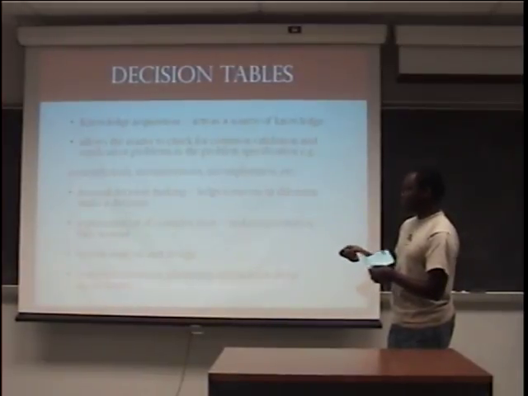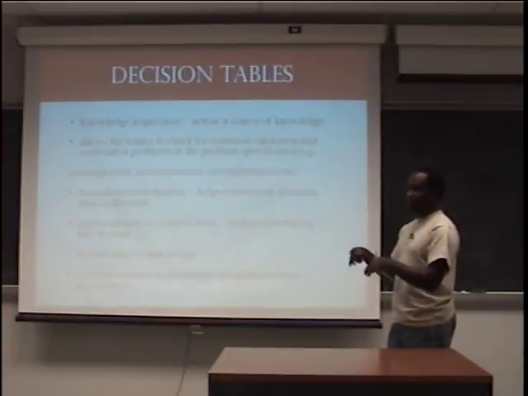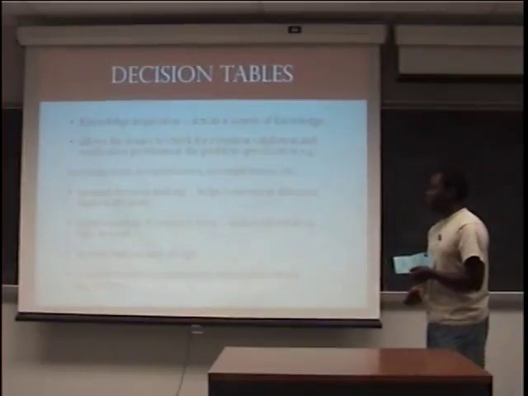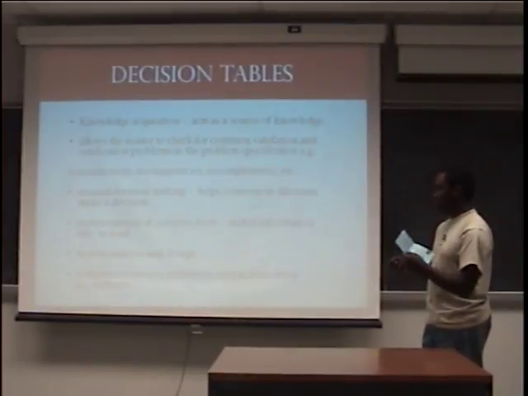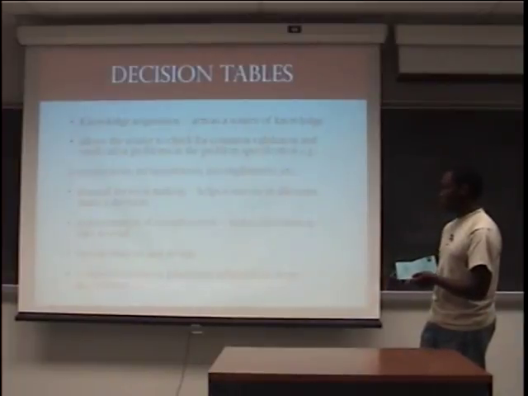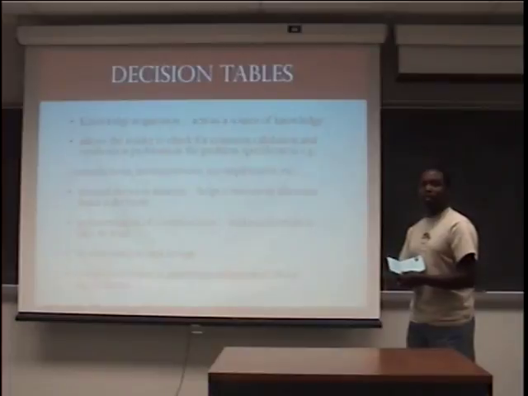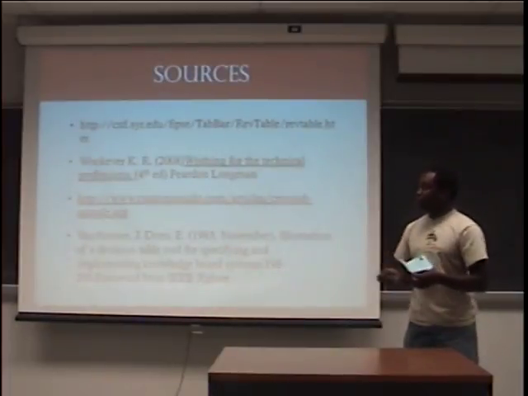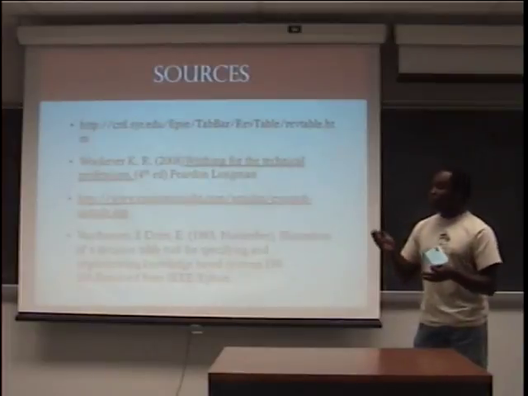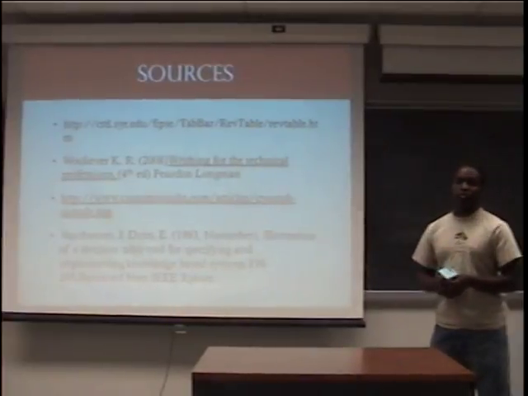Then you could also represent complex information easily on a decision table, which is basically easy to read and follow. Then you could also analyze and design a system, and already I told you about in computer science, where you can present your data in a decision table. And that's the sources that we use. That concludes our presentation.